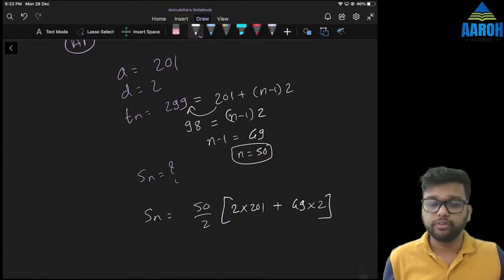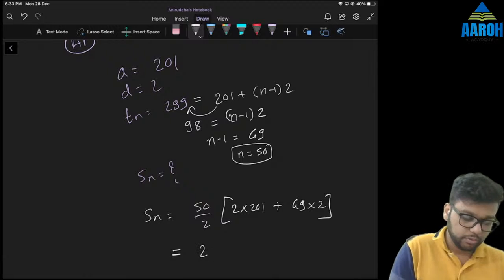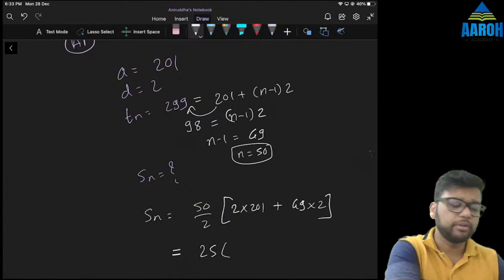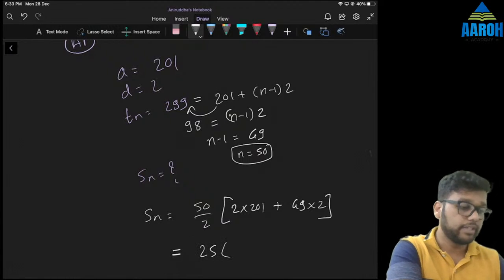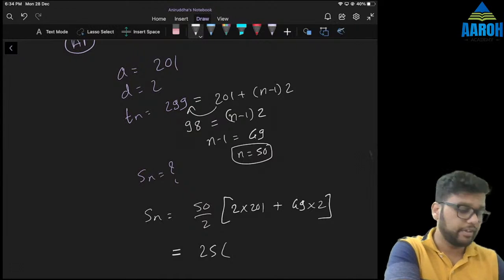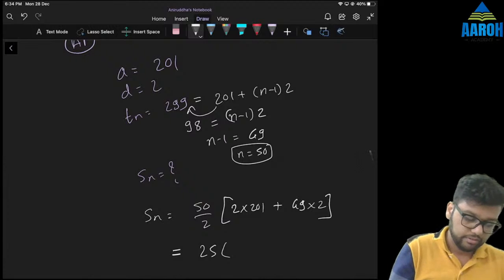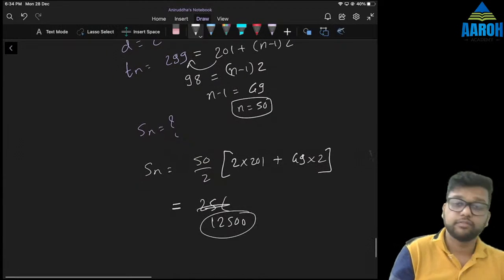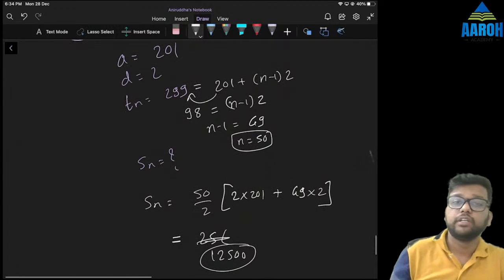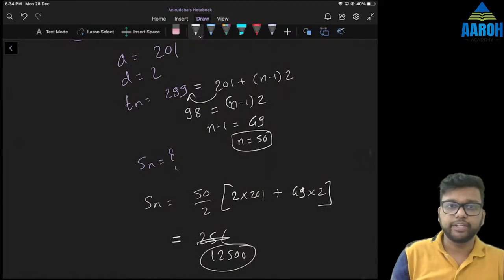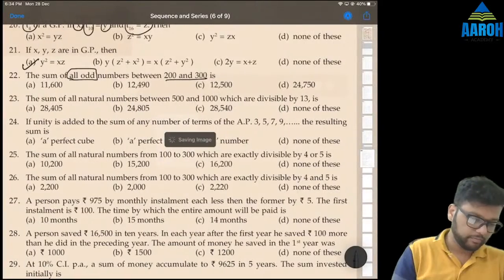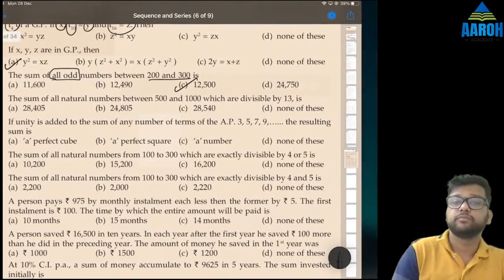I am audible? Okay, good. So 25 into, calculate on calculator, 2 into 201 plus 49 into 2, total is 500. 500 into 25 is 12,500. Check if you are getting 12,500, which is option C.